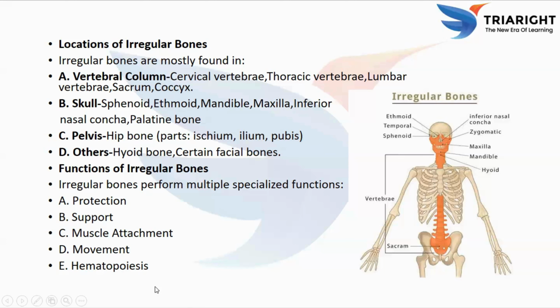So the last function is hematopoiesis. Red bone marrow is present in the irregular bones. This makes the blood cells. And at the right side, you can clearly see the picture of the irregular bone. What are they? The vertebrae, sphenoid bone, temporal, ethmoid, zygomatic, maxilla, mandible, hyoid bones. So here you can clearly see the irregular bones.